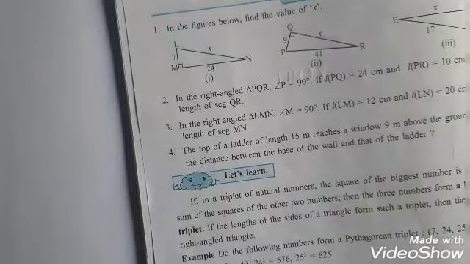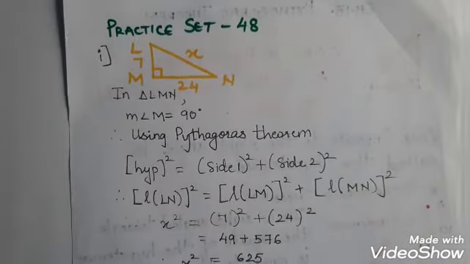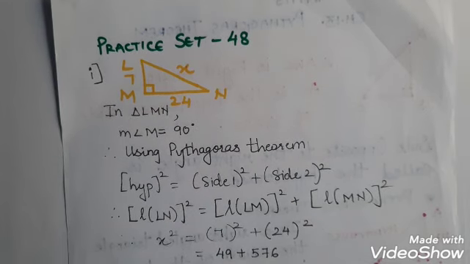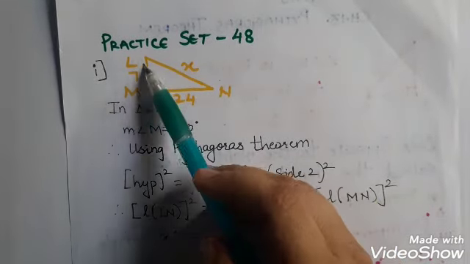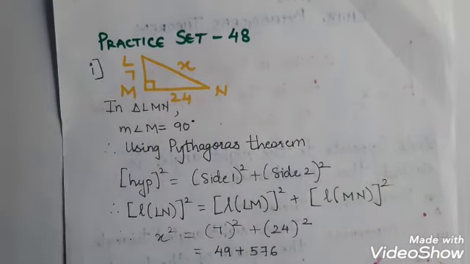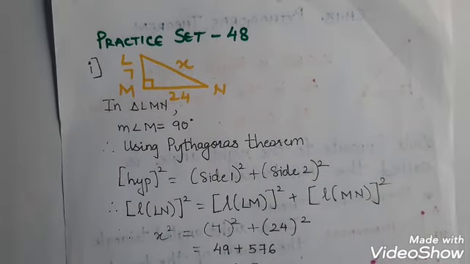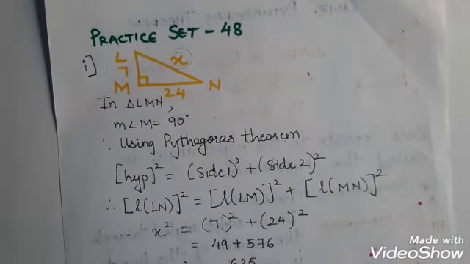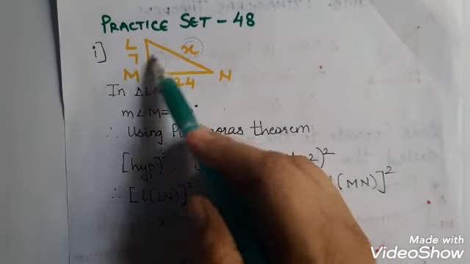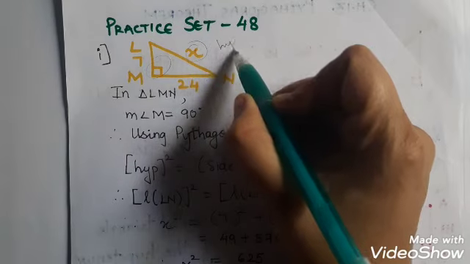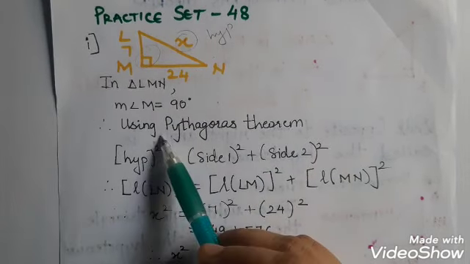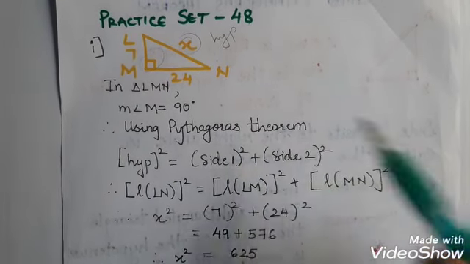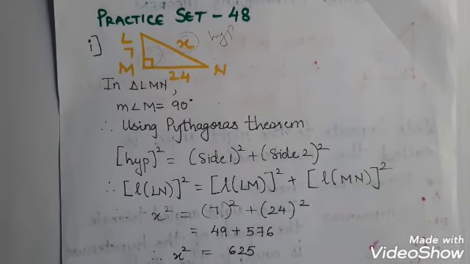Now, let us go to practice set 48, question number 1. In the figure given below, find the value of x. You can see a right angle triangle LMN, where LM is 7, MN is 24, and we have to find LN. From the figure, we have to find the value of x. So, let's start. In triangle LMN, angle M is 90 degrees. The side opposite to the right angle is the hypotenuse. So, using the Pythagoras theorem, it is important to mention that you are using the Pythagoras theorem.